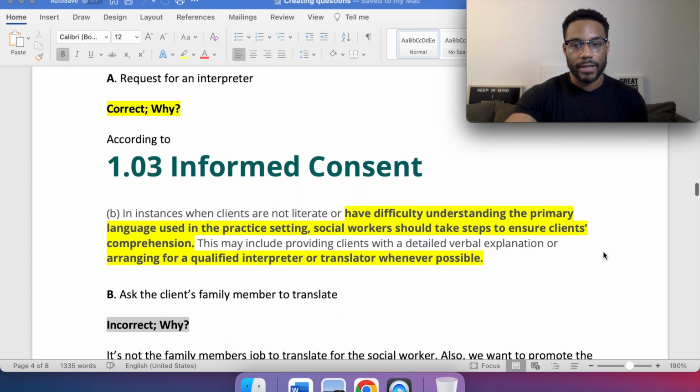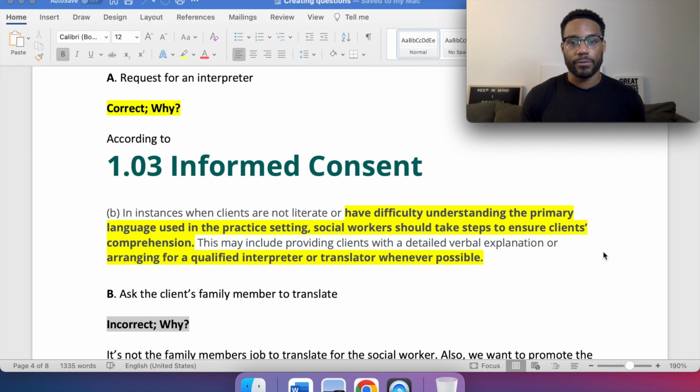So according to the NASW Code of Ethics 1.03 informed consent, letter B under 1.03: In instances when clients are not literate or have difficulty understanding the primary language used in the practice setting, social workers should take steps to ensure clients' comprehension. This may include providing clients with a detailed verbal explanation or arranging for a qualified interpreter or translator whenever possible.